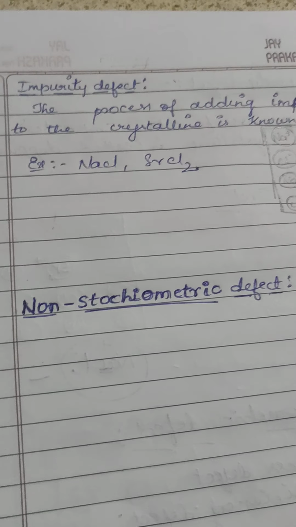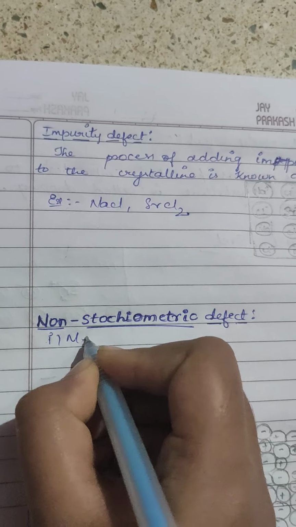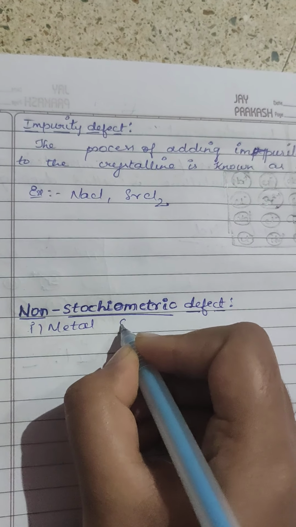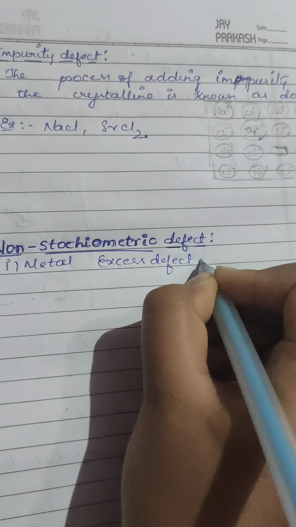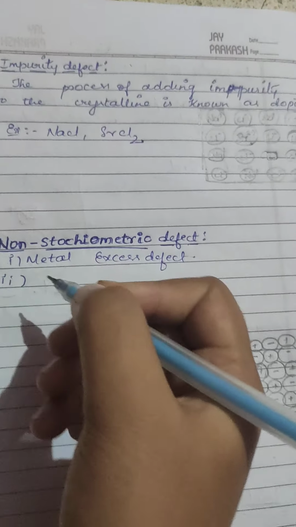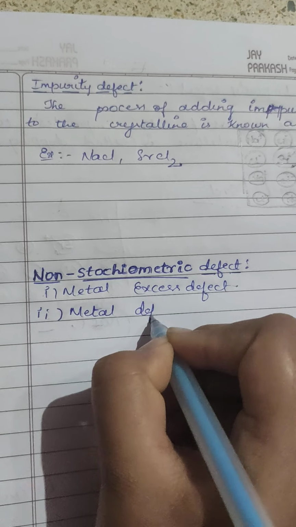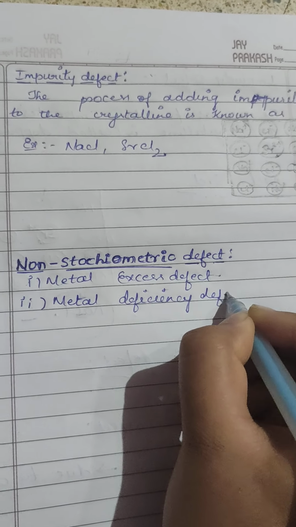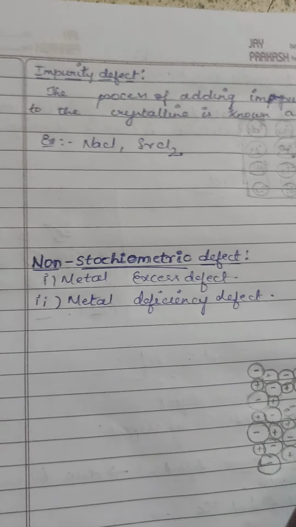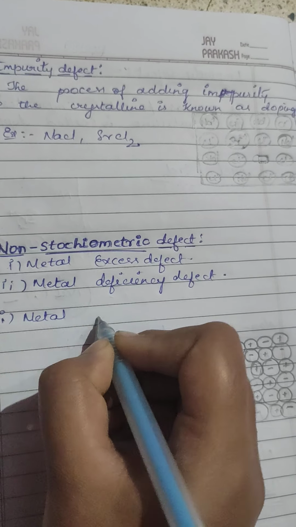And the next one is non-stoichiometric defect. We can find two types of defects in this, that is metal excess defect and metal deficiency defect. So now let's know what is this metal excess defect.